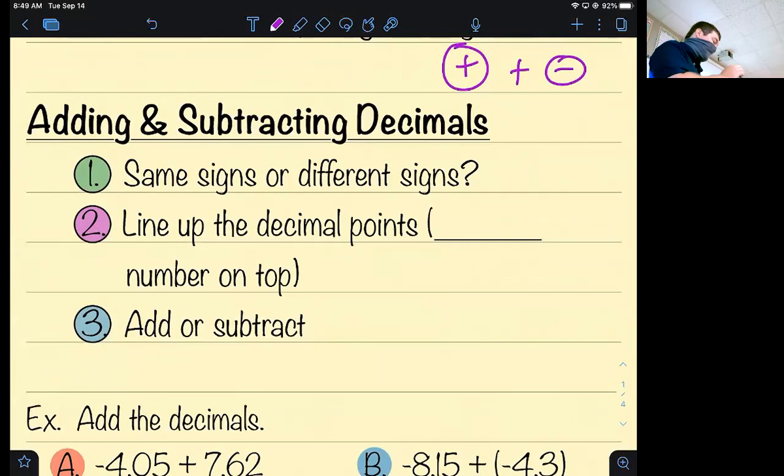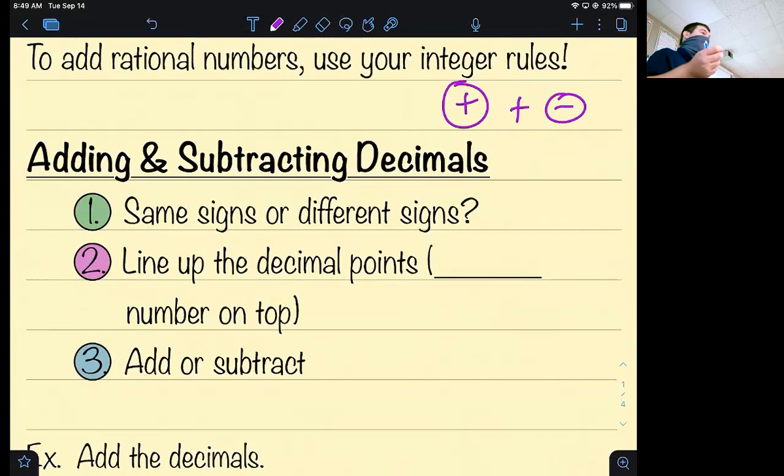Okay, so let's start with the easy one, decimals. When I'm adding or subtracting decimals, I want to ask myself, same signs or different signs? Remember, same signs means we're actually going to add and we're going to join forces. Different signs means we're going to go to war and we're going to subtract, right? Now there's one thing I want to do. I've got to line up the decimal points, and I'm going to put the larger number on top. That is so important. Put the larger number on top.